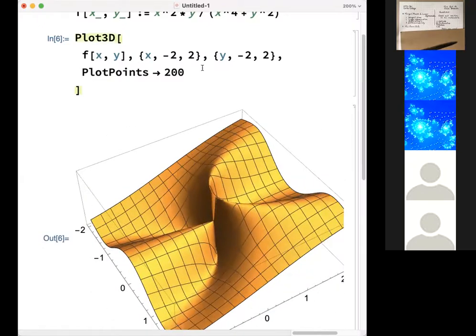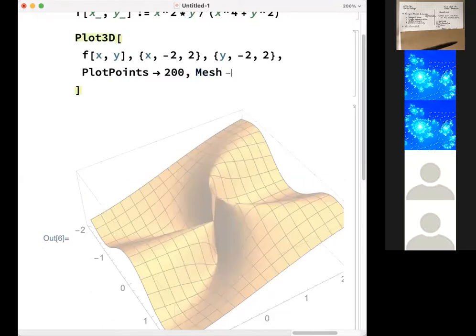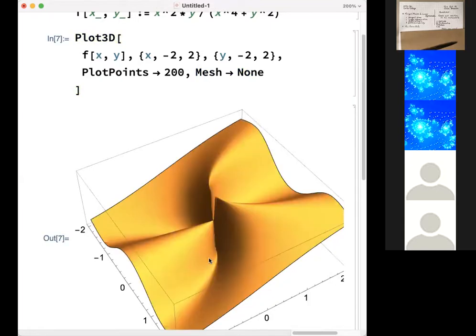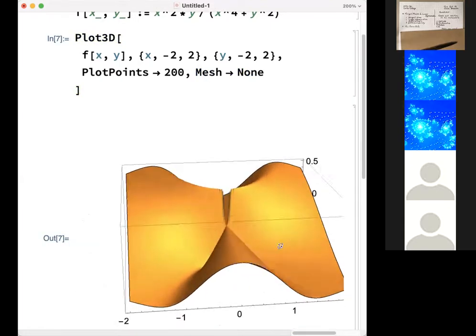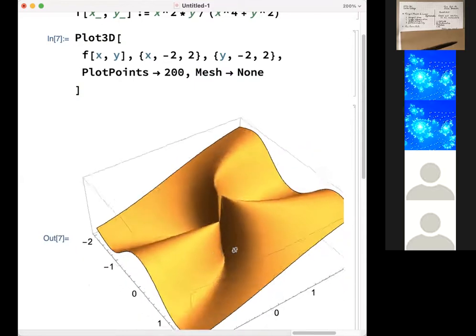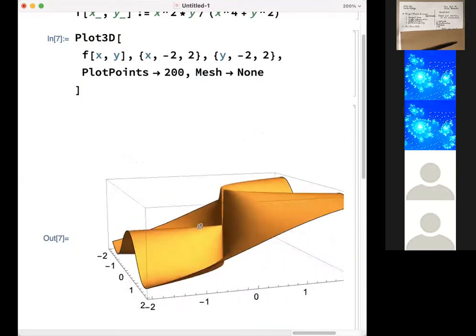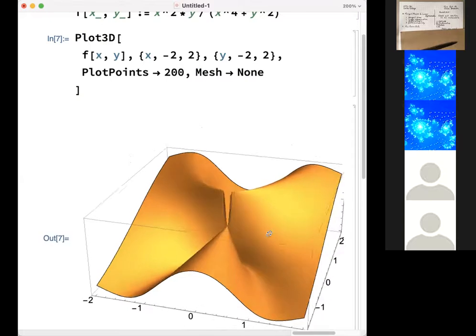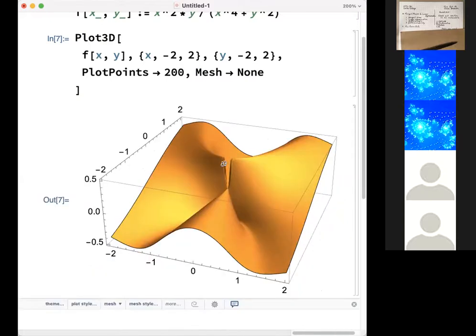I might even like to say mesh equals none, to just focus on the surface and not on the grid line. So this is a piece of paper that's been violently pinched. Maybe some kind of cosmic origami going on here. But I haven't got rid of this strange zone at the origin, but I have enough to know that I don't think a limit exists and I think parabolas are the key. So if parabolas are the key to examining the limit, why not parabolas are the key to drawing the function?